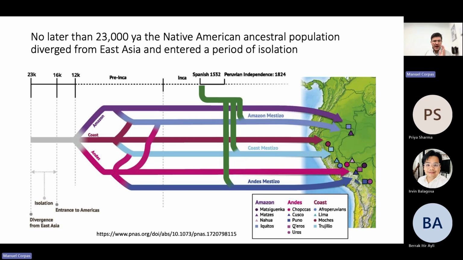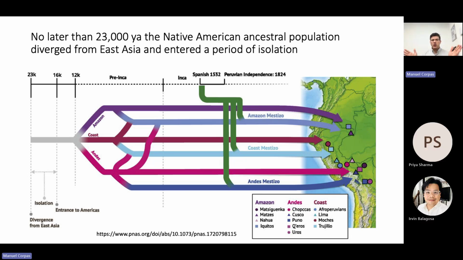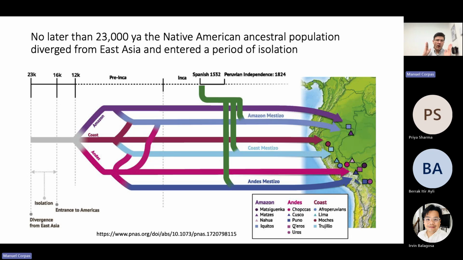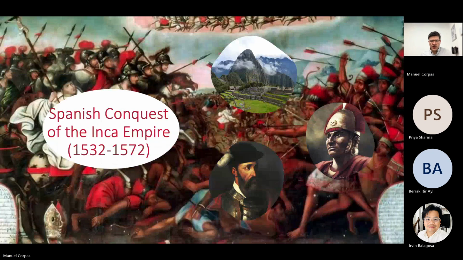So the Inca came along around the 1,300s, then they grew, and then in 1532, my ancestors touched land for the first time, okay? So there you have my lovely ancestors. Some people say they don't like them.